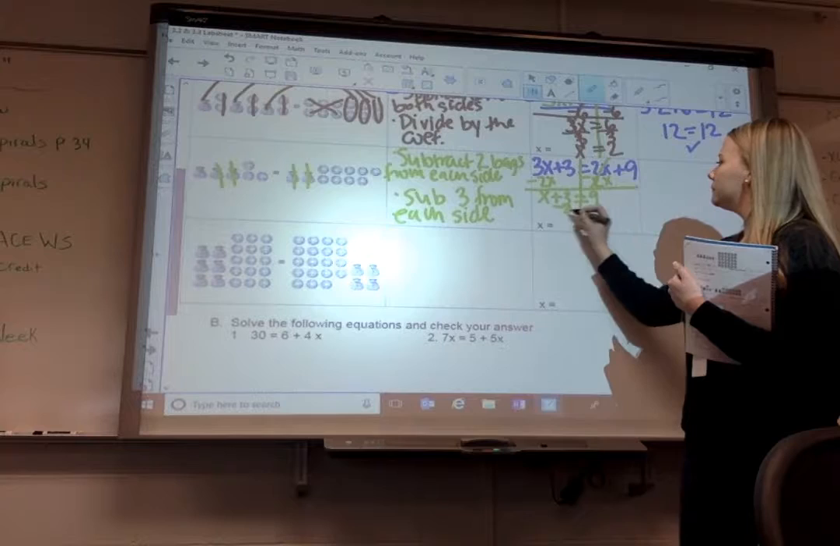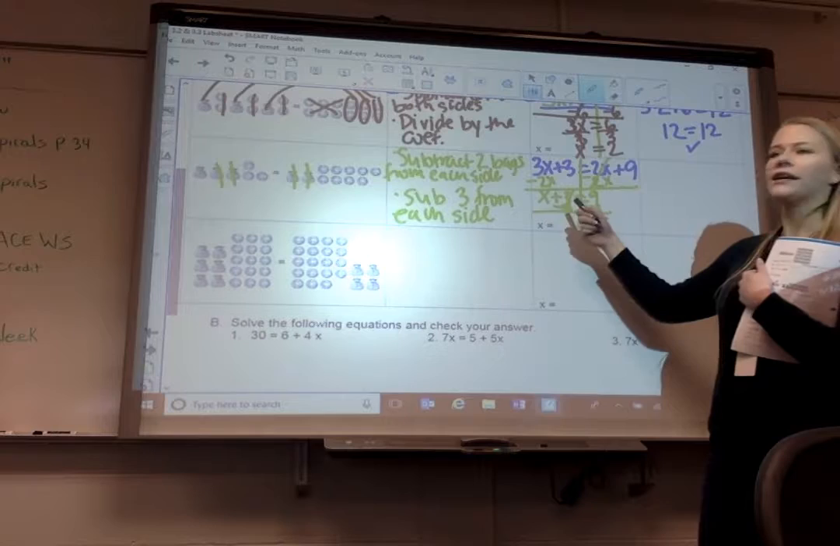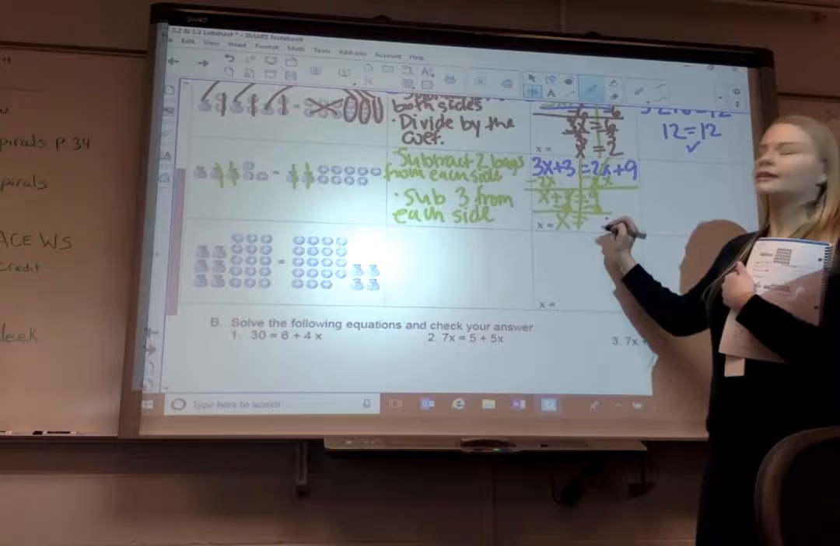So the 3's simplify out to 0, so we're left with what on my right side? On my right side, what do I have left? 5x plus 3? We're just left with x. 9 minus 3 gives me 6. So we have x plus 6.